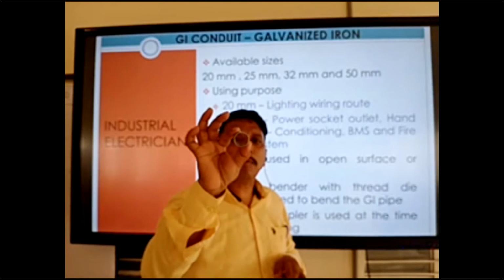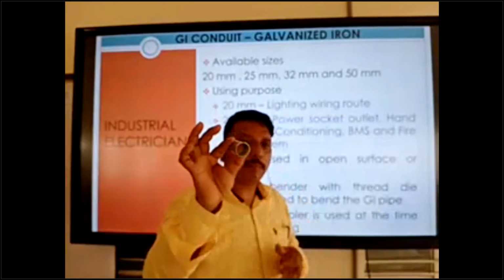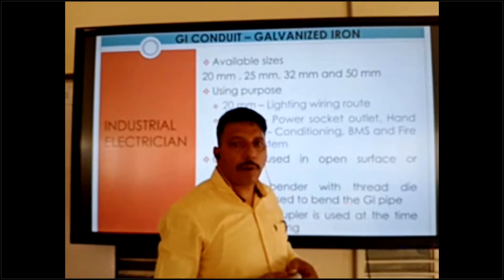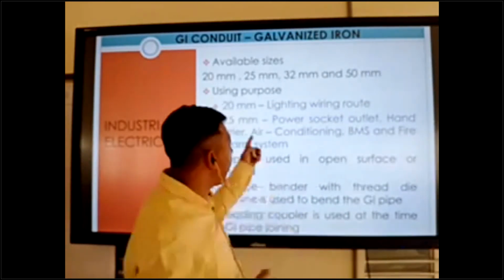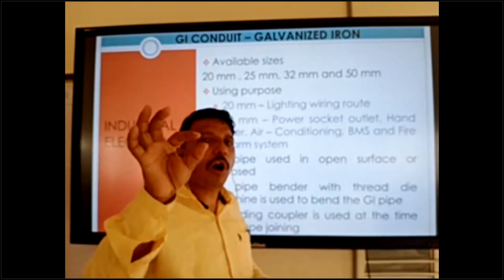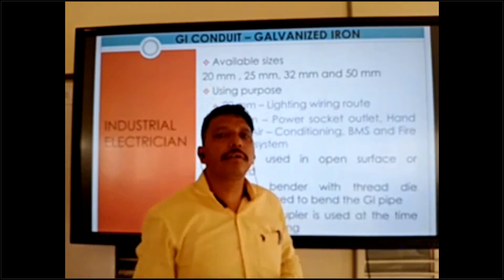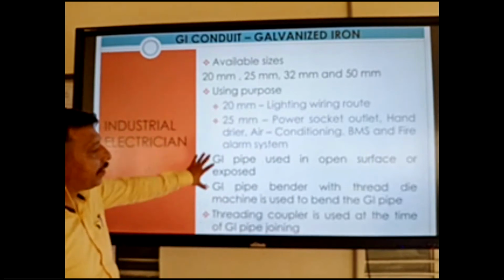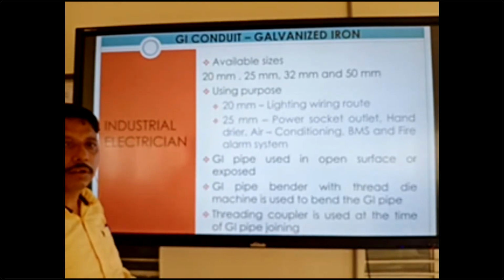This is the thread type GI coupler. We use this one for GI. So GI always comes in open or exposed. You can be clear about this one. You can write it in your notebooks. This is also an important topic for you.